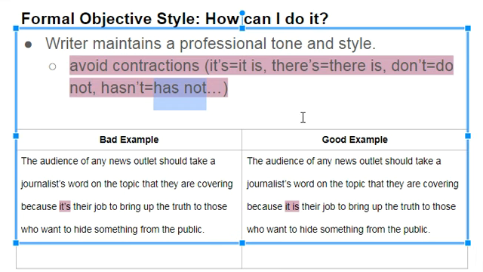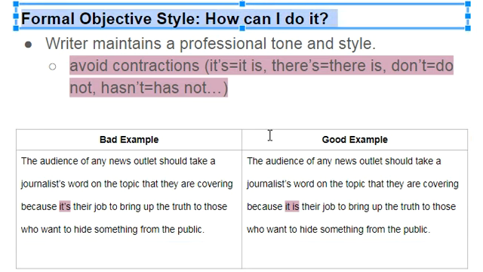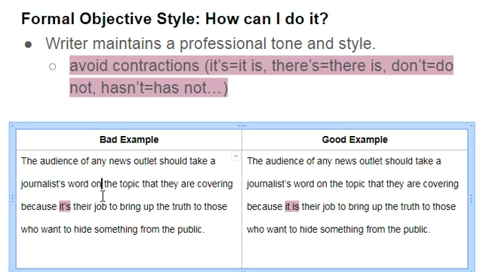There's a ton of them. But you should always avoid contractions when you are doing a formal objective style of writing, which is exactly what you're doing in your junior research essay. Alright, so this is pretty simple to fix, but here's an example.